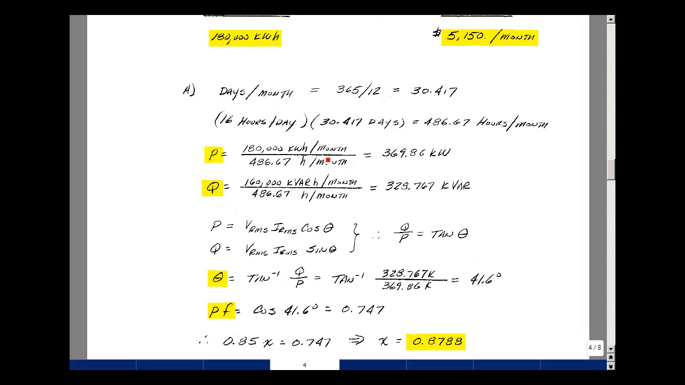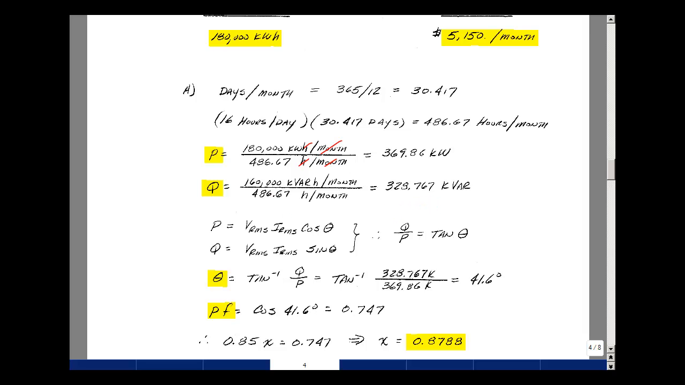Let's calculate our average power and our reactive power by using the fact that we're consuming 180,000 kilowatt hours per month, and that we're operating 486.7 hours per month. And so the hours cancel, and the months cancel, and we wind up getting 369.86 kilowatts. Likewise, for the reactive power, I've got 160,000 kilovar hours per month with, again, 486.67 hours per month. And those all cancel, and the ratio of these two is 328.767 kilovars.